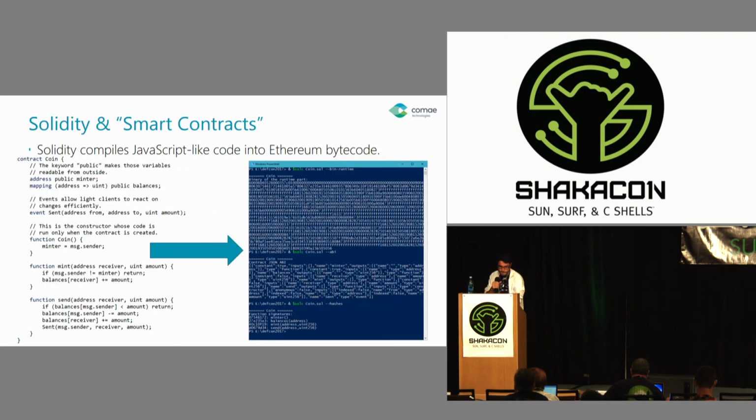Just to give you an idea of what a smart contract is, here on the left, that's basically what Solidity takes as an input. As you can see, it's very similar to JavaScript. The syntax is very simple. That's basically a smart contract designing a coin. As you can see, it's pretty straightforward. In that case, it's 20 lines of code.